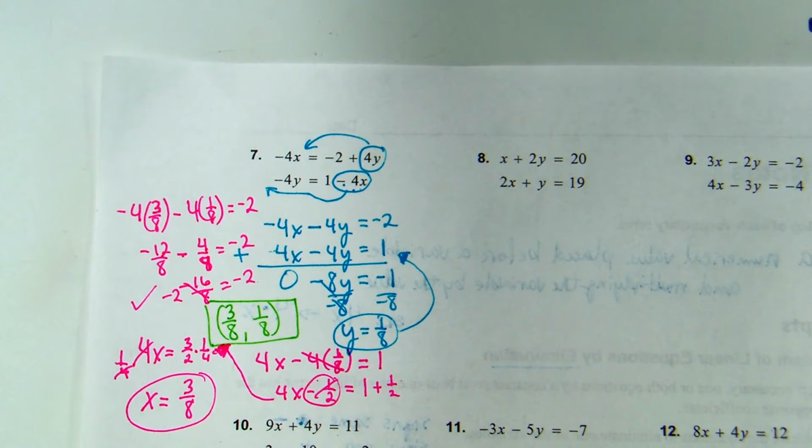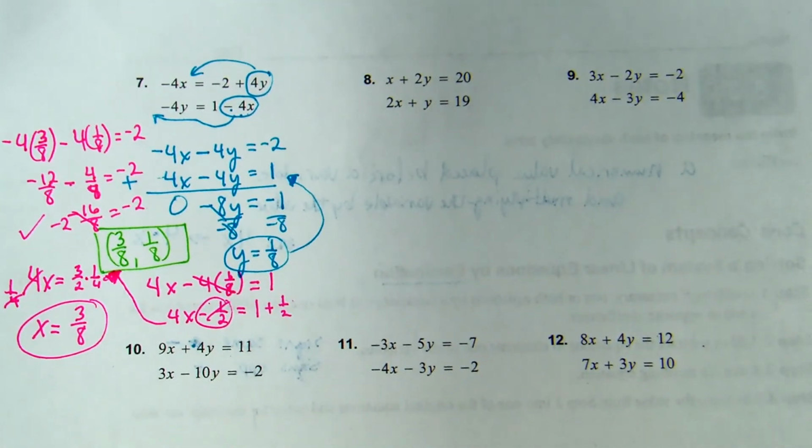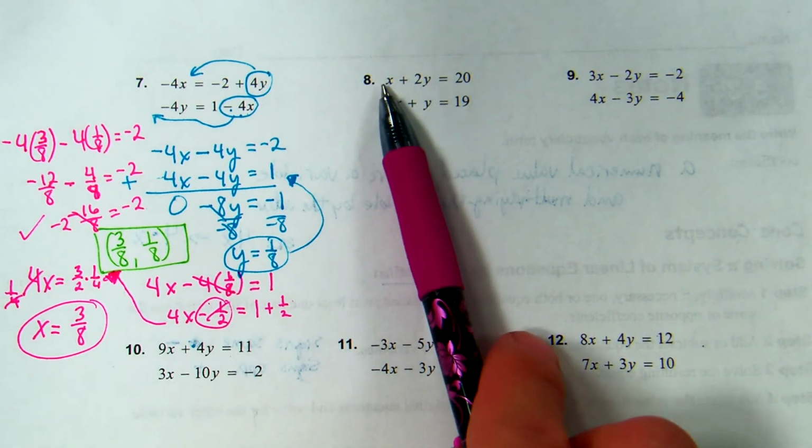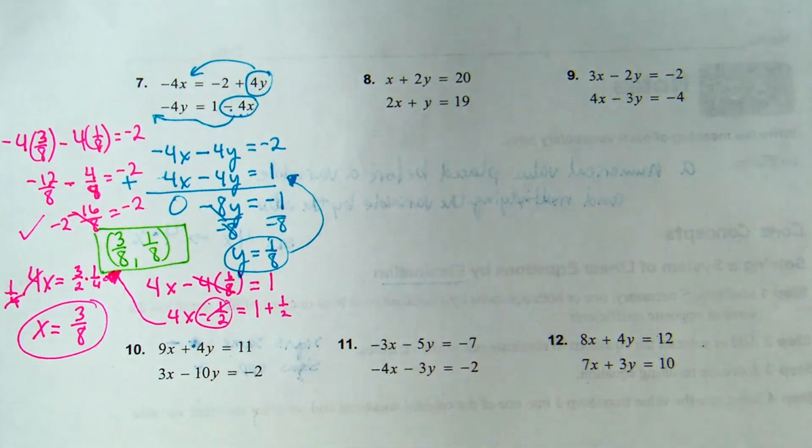All right, let's look at number 8. Again, this one is in standard form, but if you'll notice, we don't have the same coefficient for either variable. So now we're going to have to start multiplying a number times the equation. You may remember this from one of our previous chapters when we talked about equivalent equations. We can multiply or divide by any number as long as we do it to the whole equation, and it is the same equation.